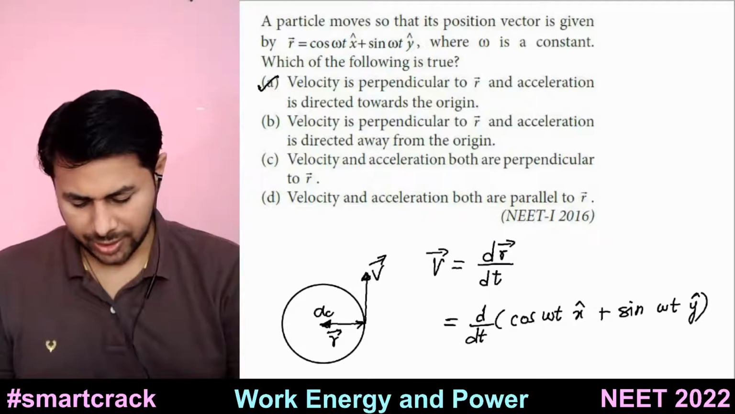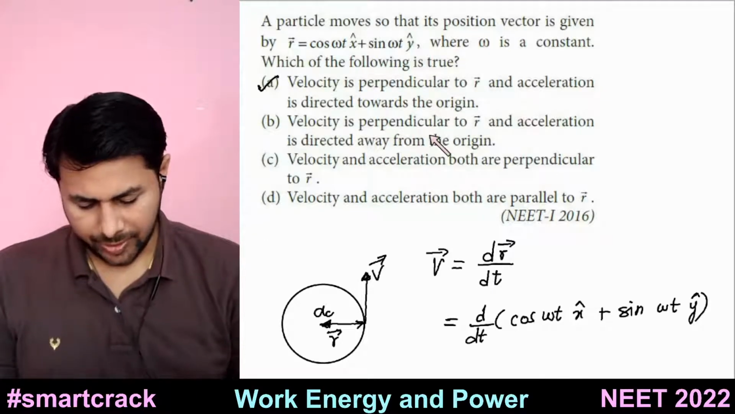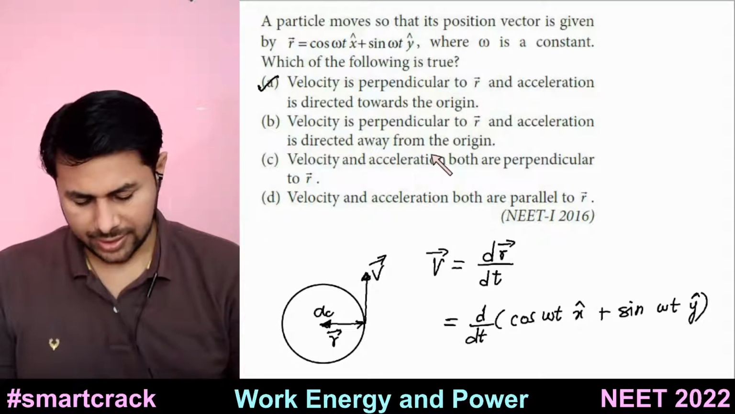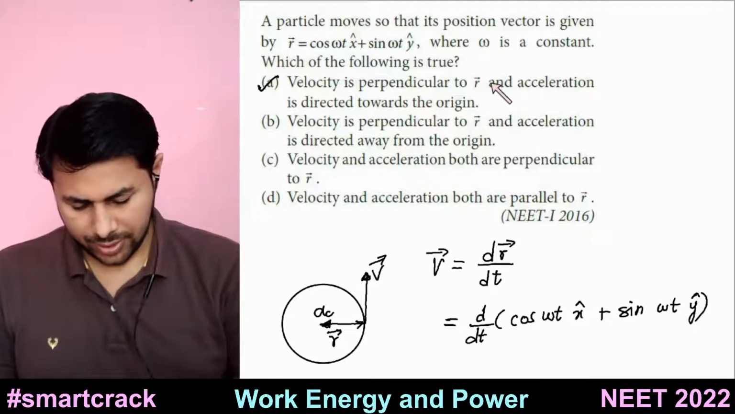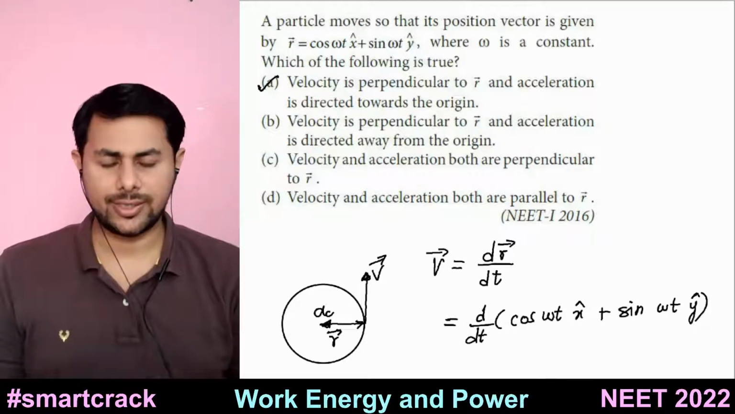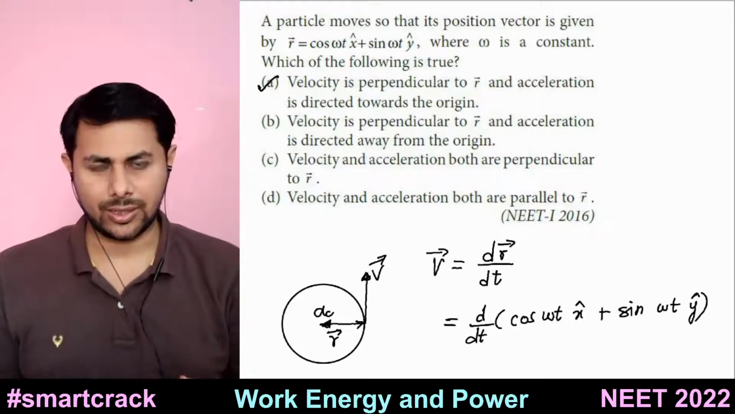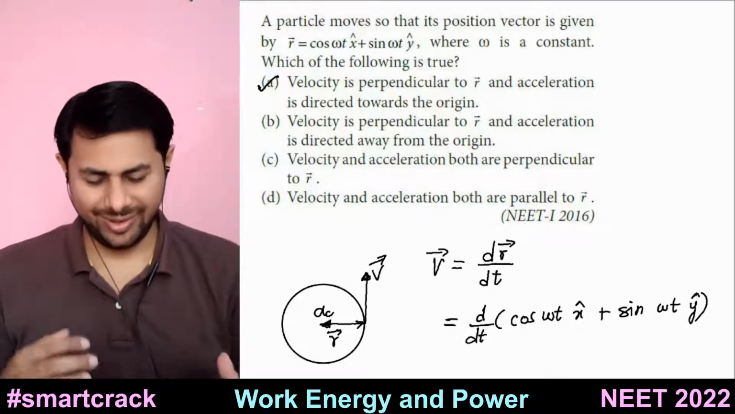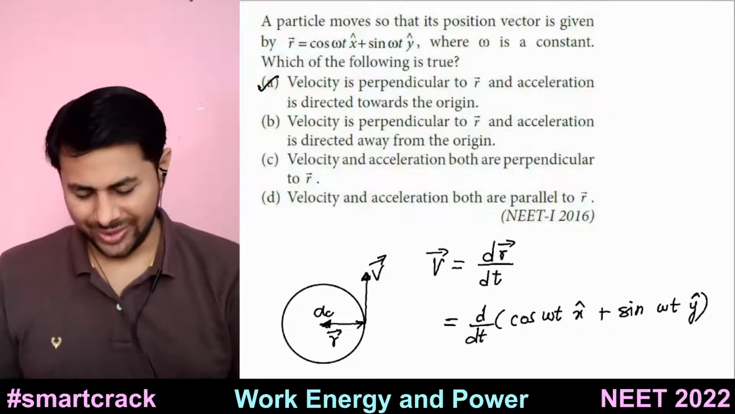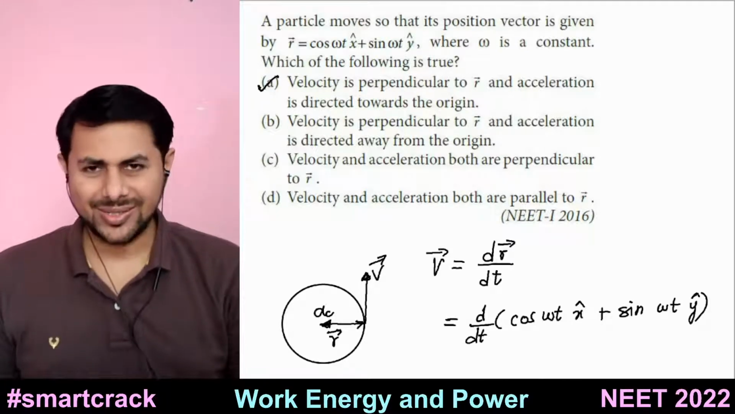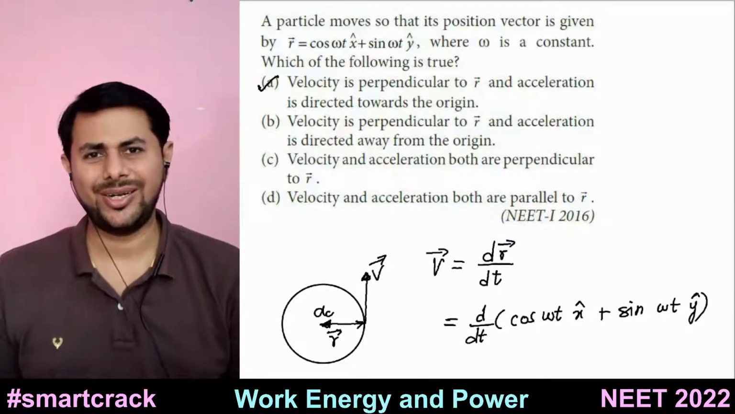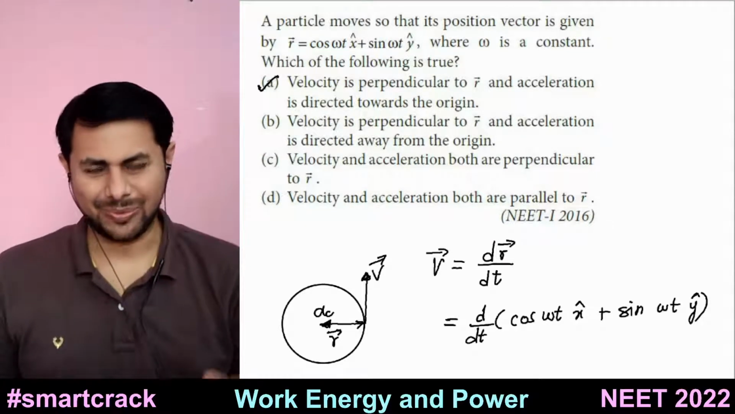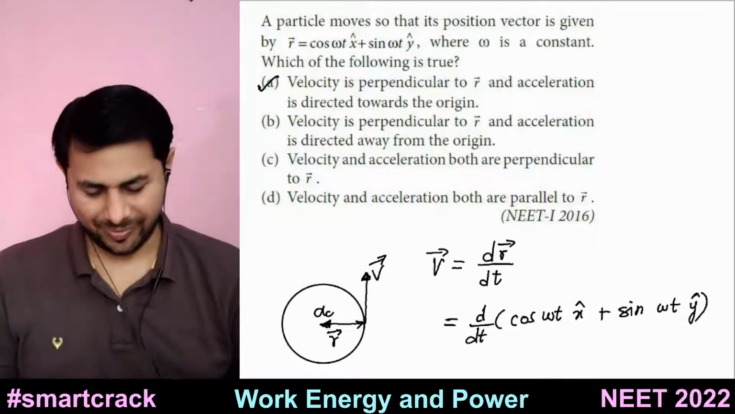So let's check other options. Velocity is perpendicular to r and acceleration is directed away from origin. Okay. So in two options, it's there that velocity is perpendicular to r. So we have to investigate even further, if we don't know that r is the position vector of a particle performing circular motion. If you know it, you directly get the answer. If you don't know, you have to solve this far.